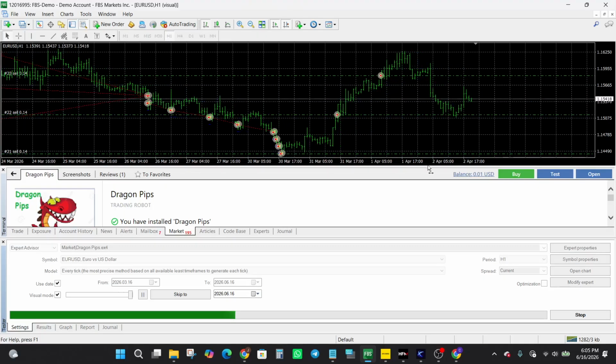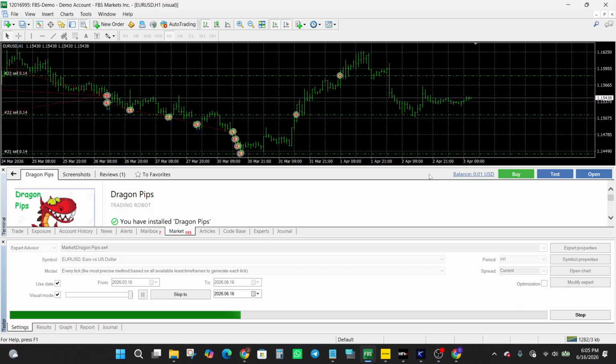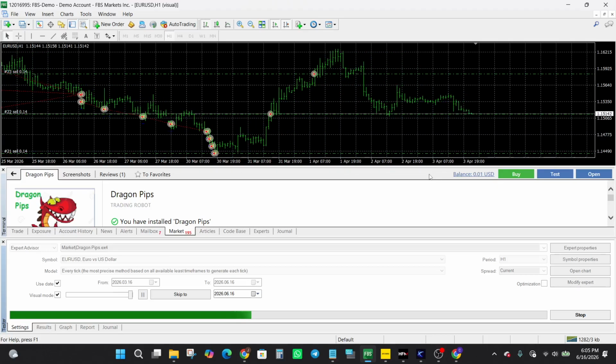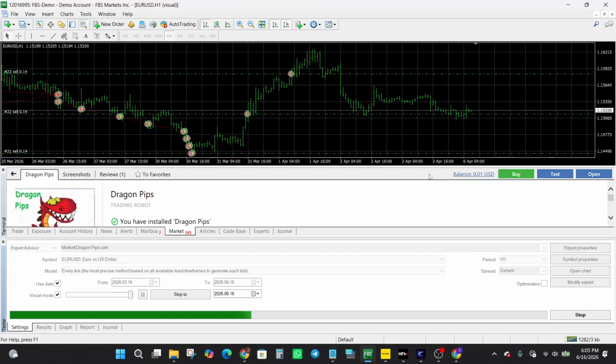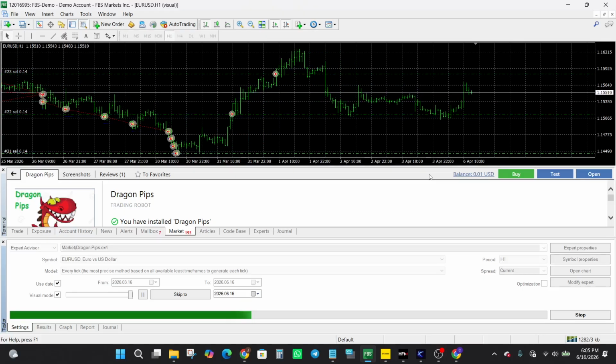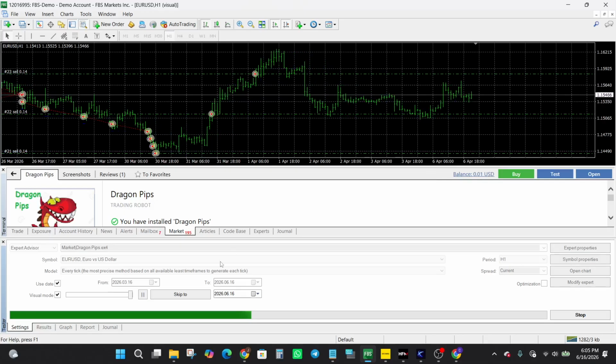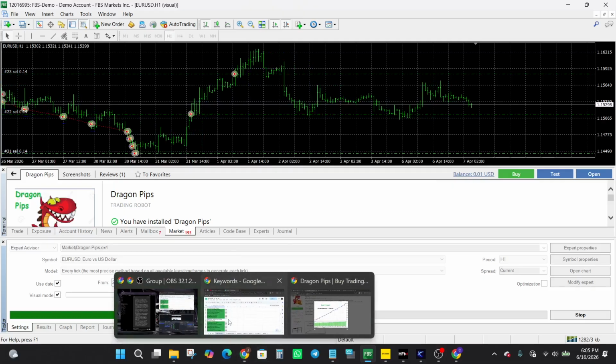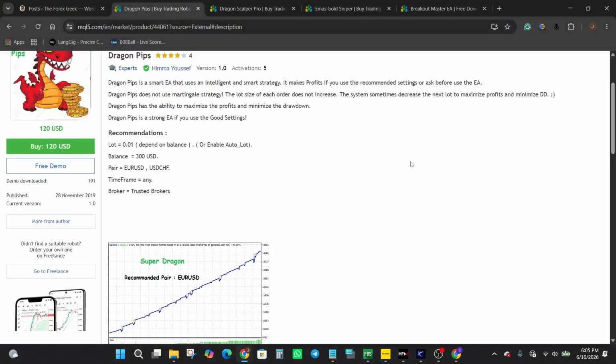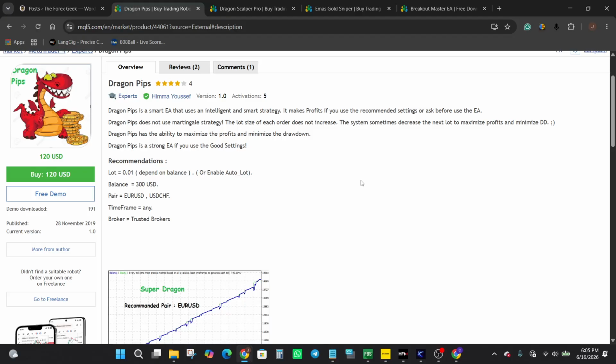Okay, so like I said, the Dragon Pips EA is presented as an MT4 EA that is focused on controlled position sizing, non-martingale trade management, according to what we saw on the marketplace page, and then drawdown awareness as well. The developer recommends Euro USD and USD CHF while allowing flexibility across time frames. As always, I encourage traders to perform their own testing and optimization before considering live deployment.